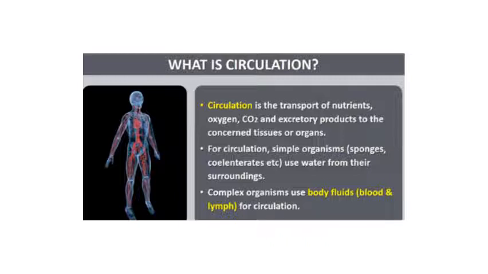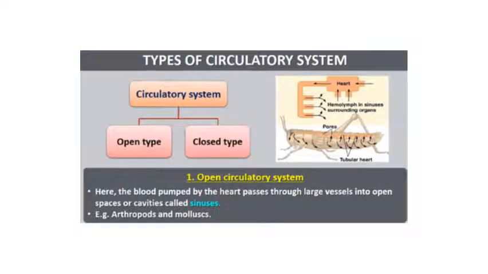For simple organisms, they will use diffusion because their body is very simple. When the complex organisms have to circulate body fluids, then they will use a different method of circulation. Let us look at these systems. So there are various types of circulation. One is open and the other one is closed.